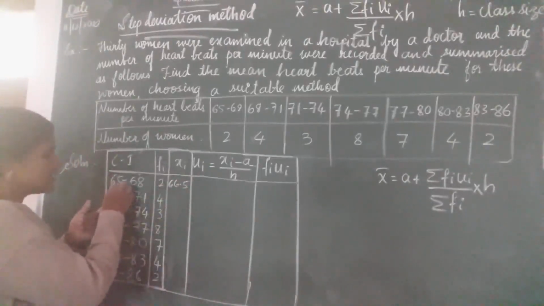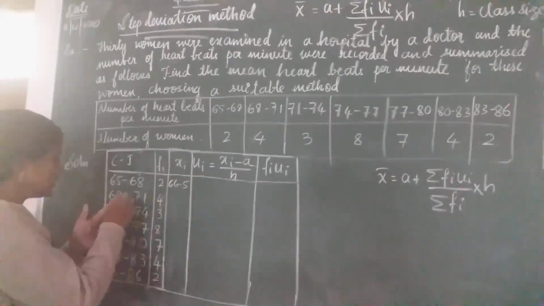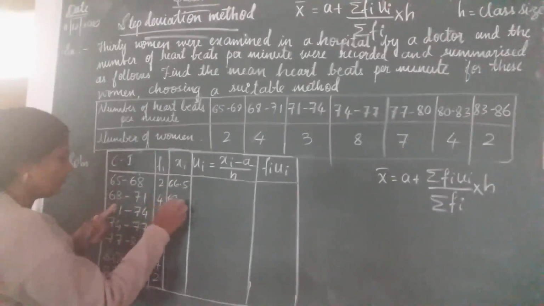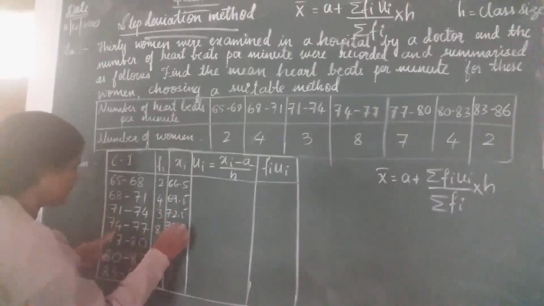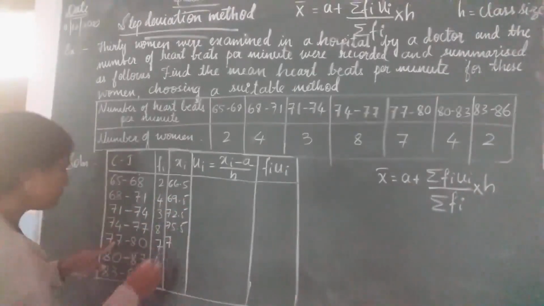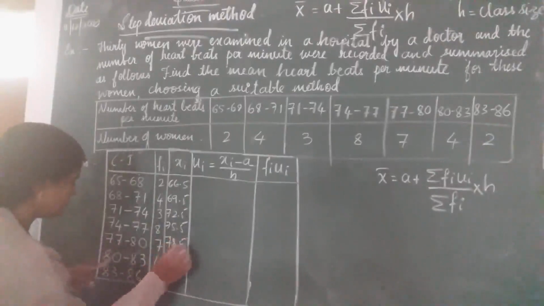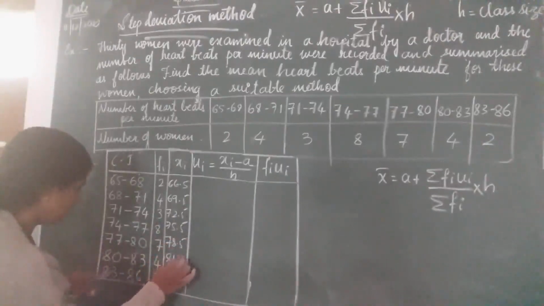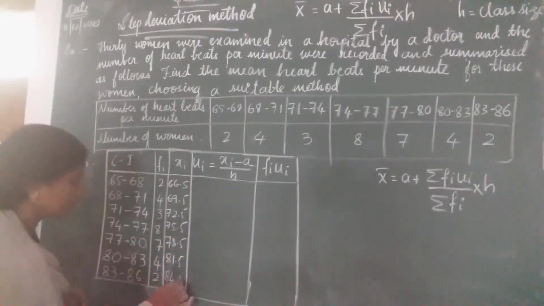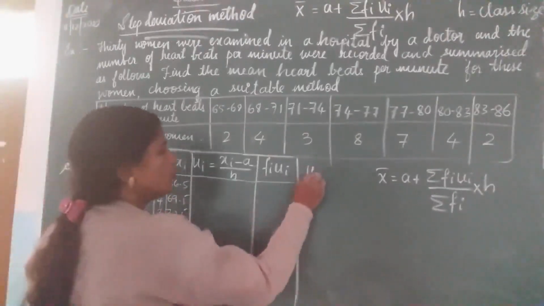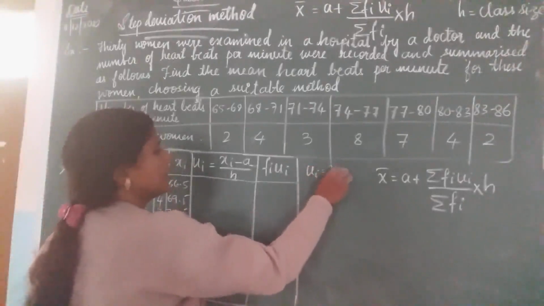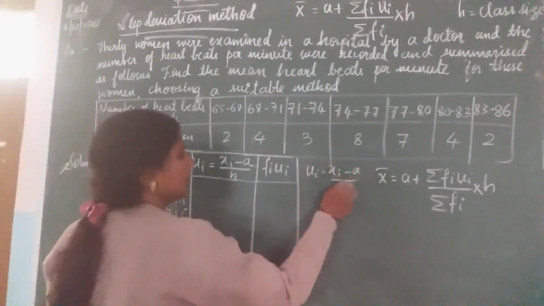So 66.5, next 69.5, next 72.5, next 75.5, next 78.5, next 81.5, last is 84.5. We have arranged the xi. Now next comes the ui formula. Ui is nothing but xi minus a, divided by h.